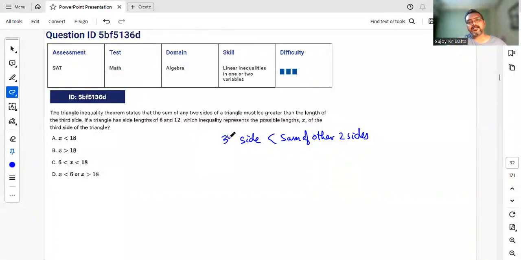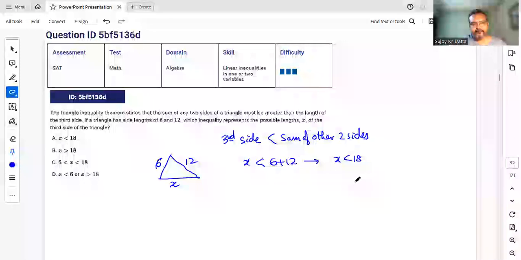Okay, so the third side is less than the sum of the other two sides. Now it says that two of the sides are 6 and 12. Let's draw a triangle. We have a 12, a 6, and an x. If I take x to be the third side, we have x less than 6 plus 12, so that gives you x less than 18.